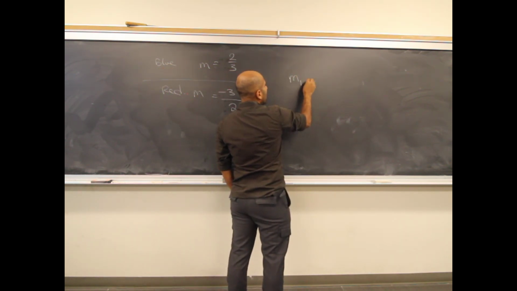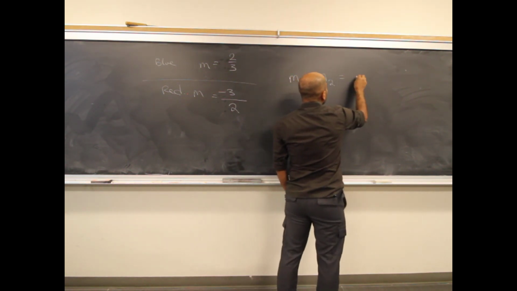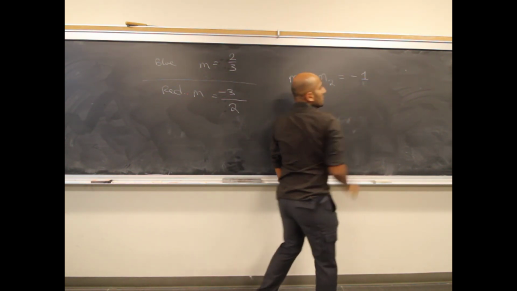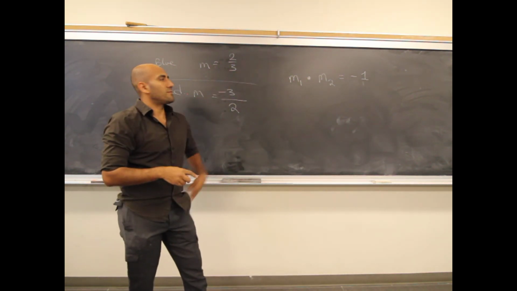Another way to think about it is to write it this way. The slope of one line multiplied by the slope of the other line is going to give you an answer of -1. That's the way I like to think about it. The other form looks a little more confusing to me than this.